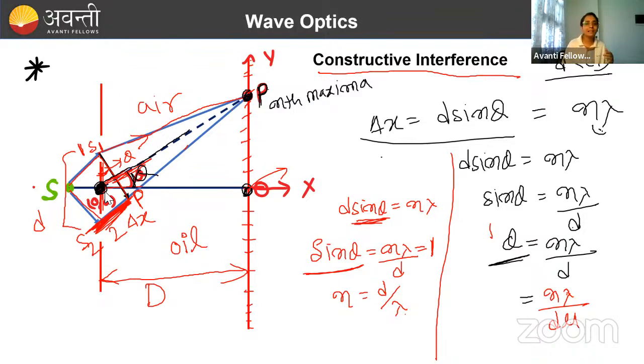But what if one half is in air and the other half is in oil? How do we solve the same question in this scenario? For air, lambda will remain lambda because its refractive index is 1, so lambda by 1 is lambda only. For oil, n will become d by lambda by v. So you have to be very careful in seeing in what sense the experiment is happening and how to use the information given.